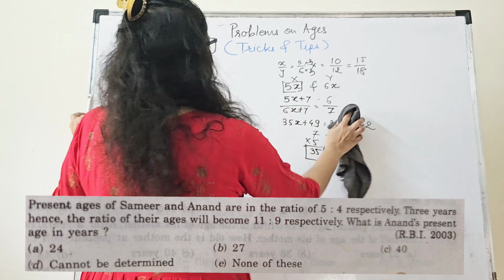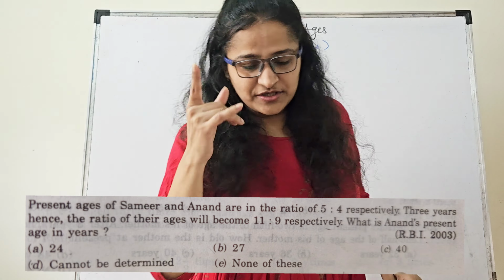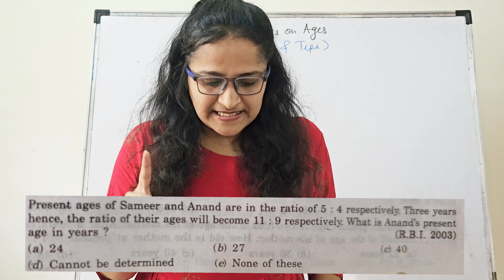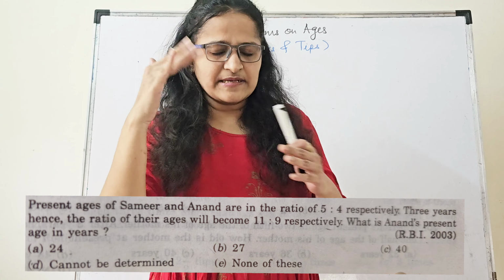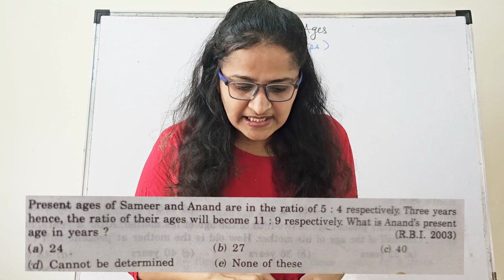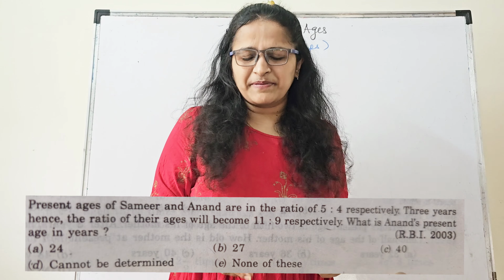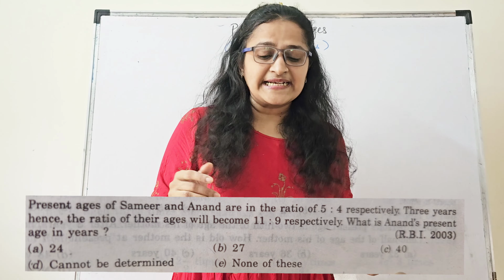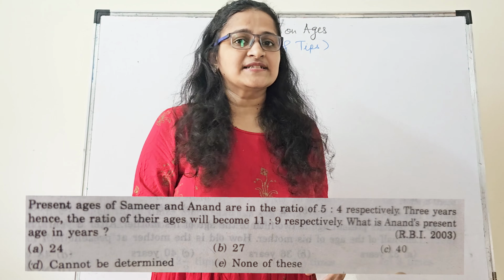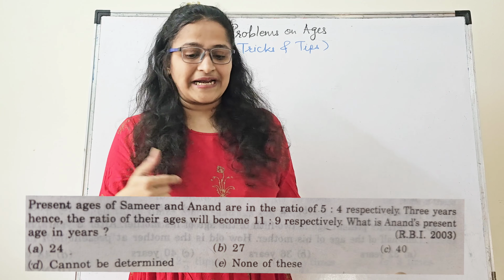Now let's quickly jump to the second example. Second example, it is flashing on your screen already. So see, the present ages of Samir and Anand are in the ratio 5:4. Again some ratio is given. Three years later their ratio is something, and they are asking the present age of Anand, right? Kind of a similar example. Let's solve it because it is the practice session, and once this is done, some more interesting examples are coming right after this.